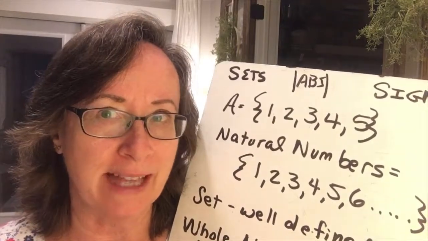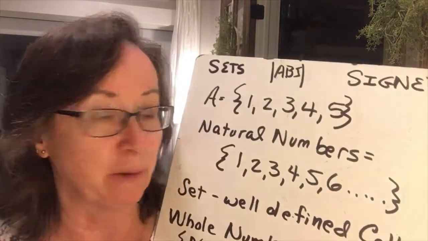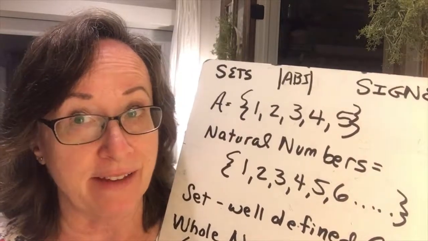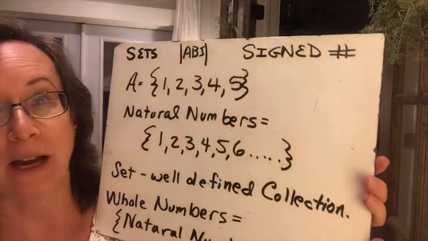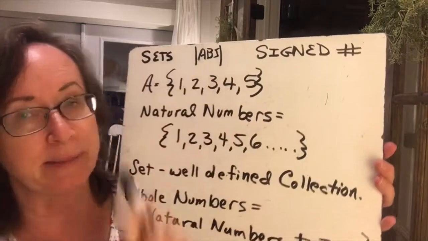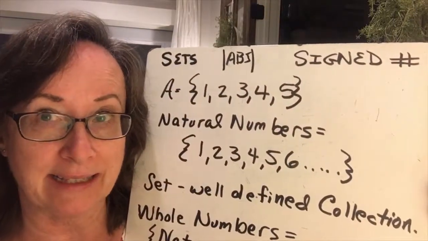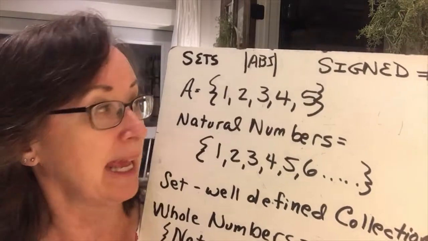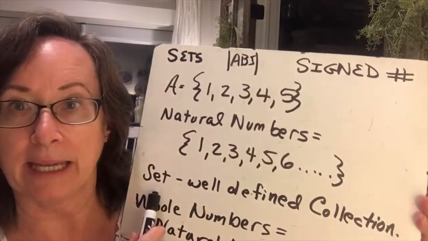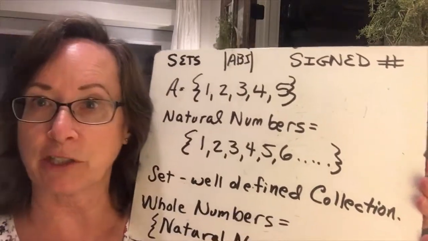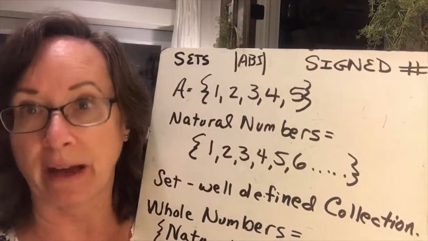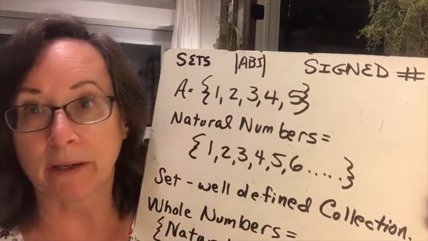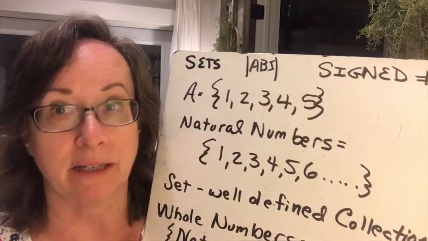We're working in your Saxon Algebra 1 book, the orange book, and we're on lesson 5 today. So we're talking about sets, absolute value, and adding signed numbers. In part A, we're talking about sets, and sets are simply well-defined collections, very often of numbers. So we're going to talk about sets of numbers.